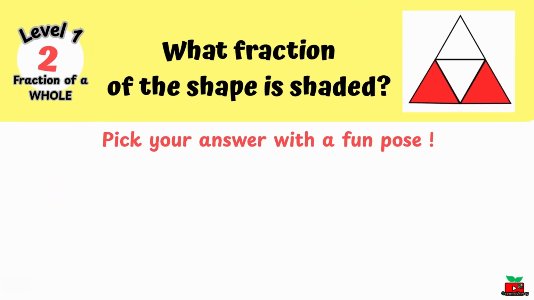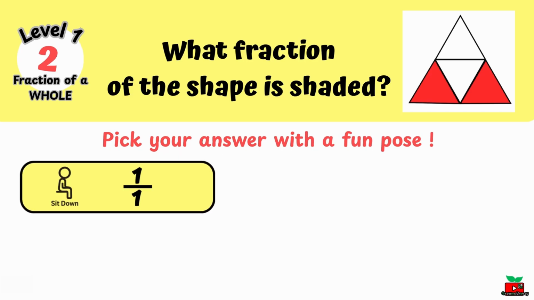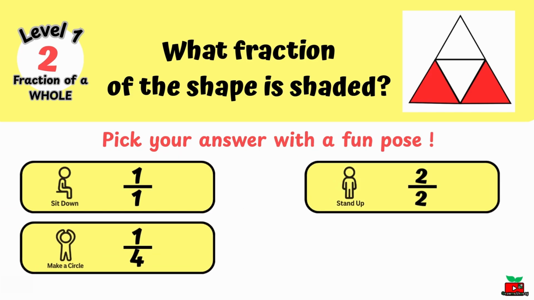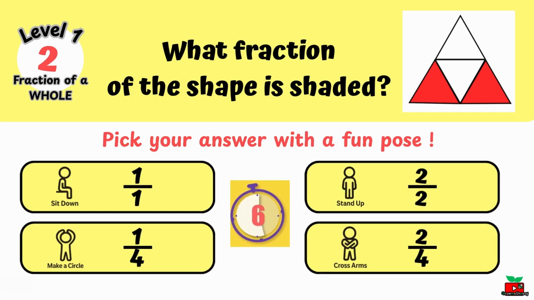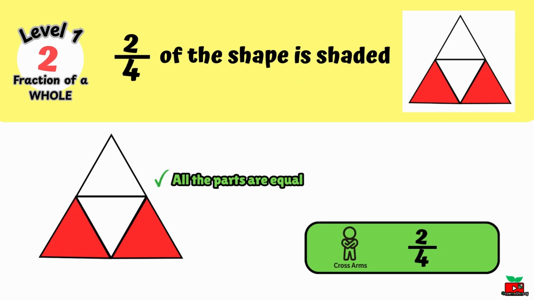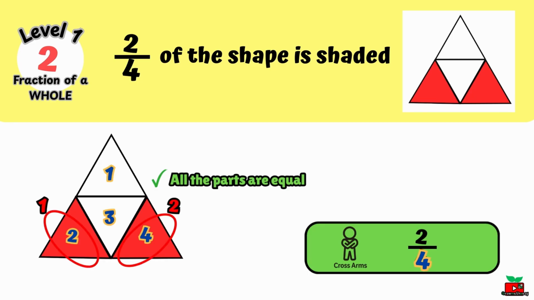What fractions of the shape is shaded? 1 over 1, 2 over 2, 1 over 4, or 2 over 4? Two over 4. 2 quarters of the shape is shaded.